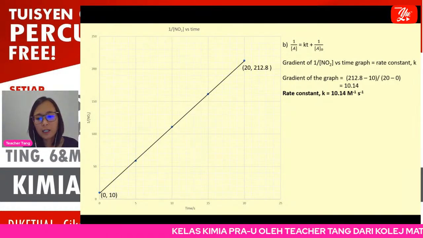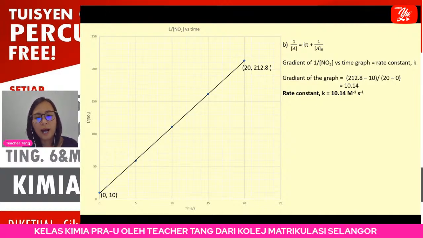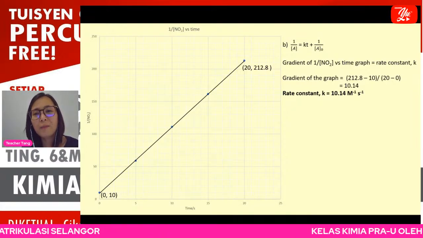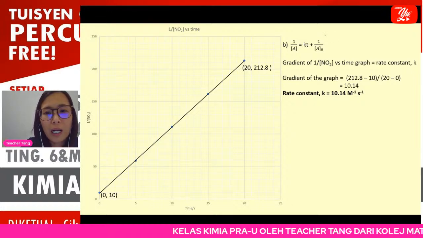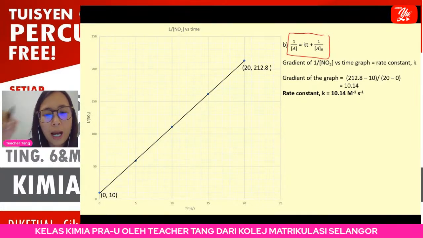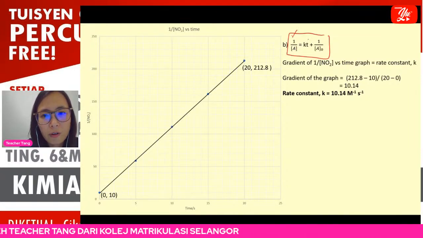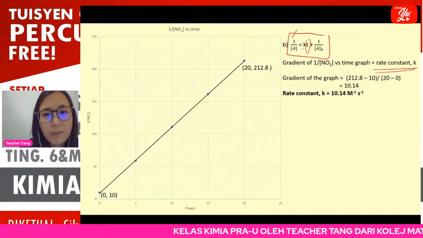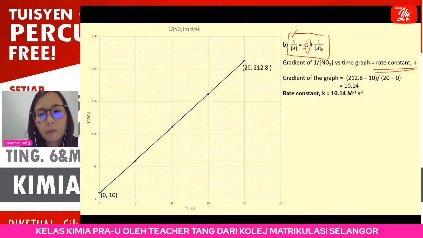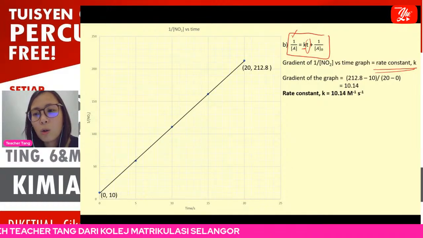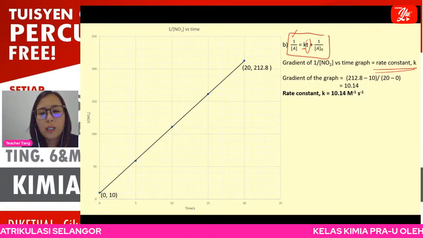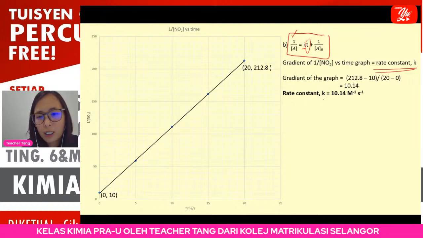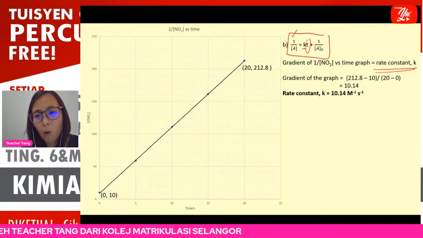Okay, so after we have determined it is second order, we then can determine the rate constant of the reaction. From the rate law equation, we are having the 1 over concentration of reactant versus time graph. So in order to determine the rate constant K, we can deduce it from the gradient of the graph. The gradient of the graph basically is equal to the rate constant of the reaction K. And how do we determine the gradient of the graph? Basically we can draw a big triangle, okay? And then the rate constant is determined to be 10.14 per mole per second.